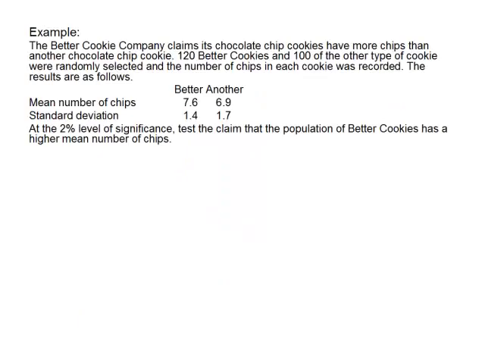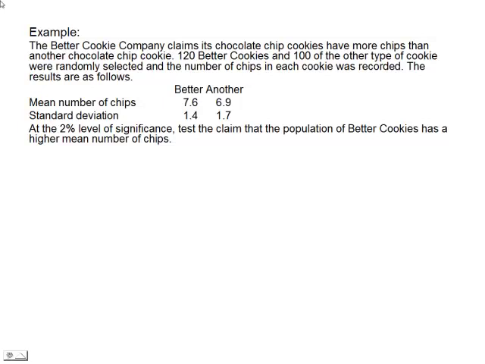Let's take an example. The Better Cookie Company claims its chocolate chip cookies have more chips than another chocolate chip cookie. 120 Better cookies and 100 of the other type of cookies were randomly selected, and the number of chips in each cookie was recorded. The results are as follows.